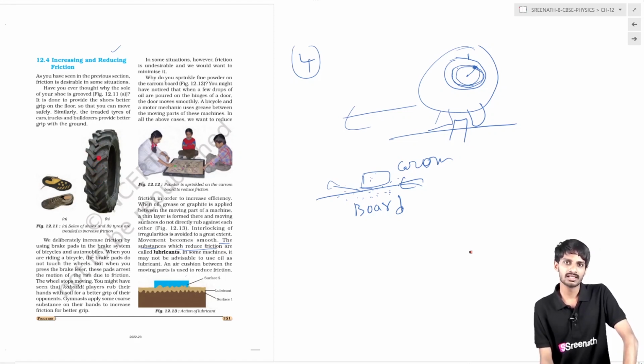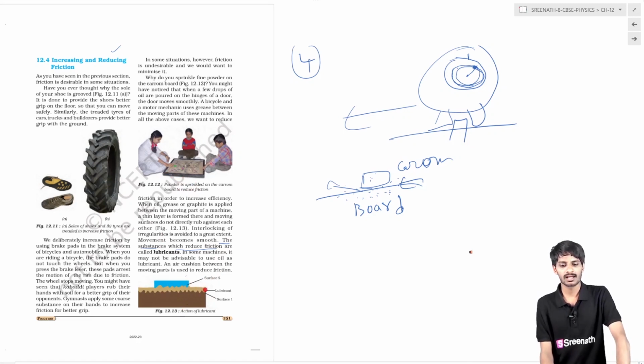How can we decrease the friction? If you decrease the roughness, or remove the irregularities, then friction will be reduced. In the game of carroms, we sprinkle powder. Why do we sprinkle it? To reduce friction. What happens when there are two surfaces in contact? There are irregularities between them.